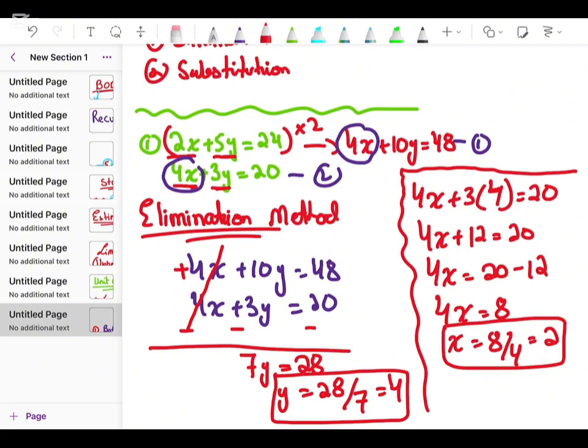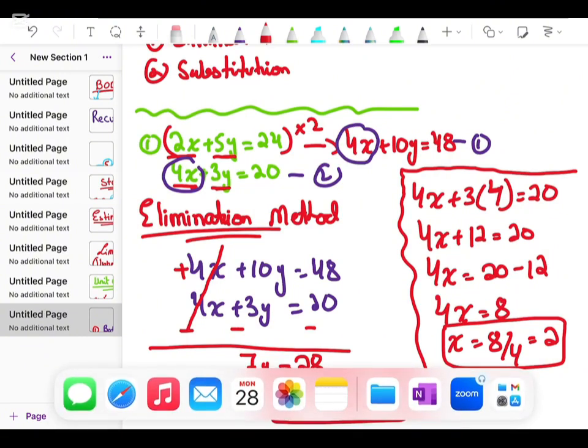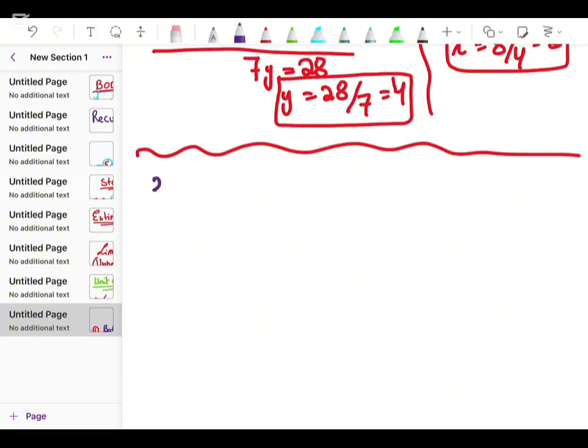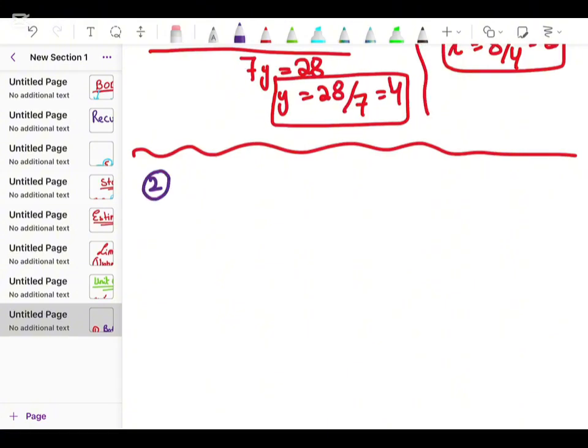There is no confusion. Now I will do one more question, but I will solve that question using the substitution method. Now I will apply the substitution method. The question is 4x minus y equal to 9, and 2x minus 3y equal to negative 23.